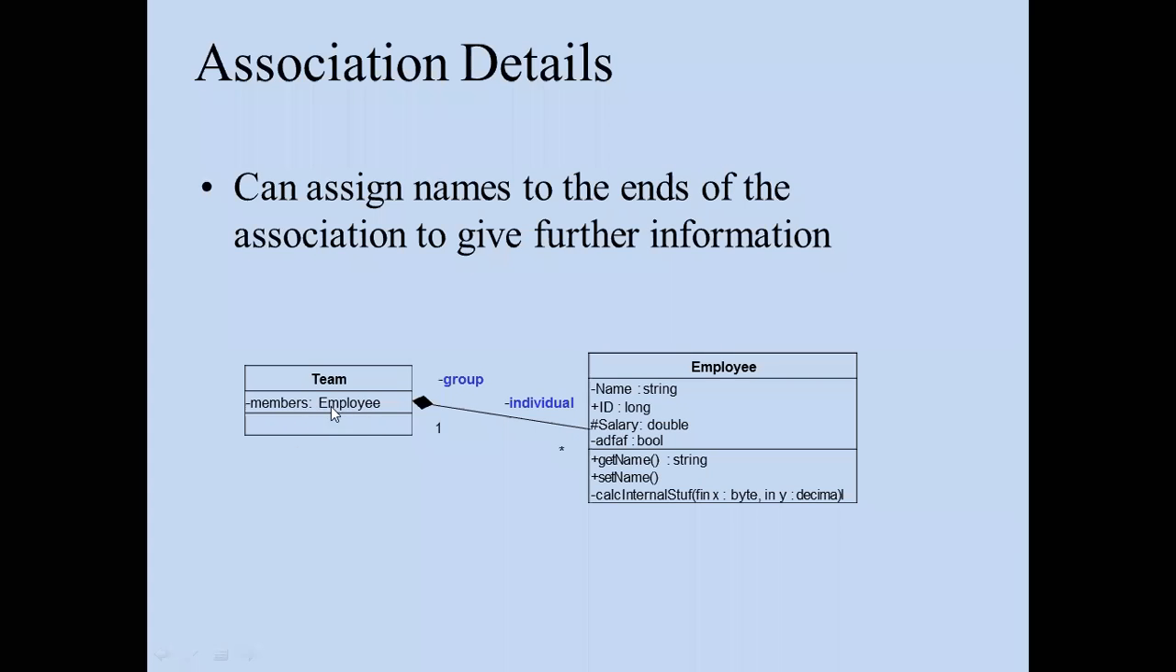Here you can see the class name, Employee. Here you can see the object of that class, members. This is the single class. Here you can see the relationship between classes: one to many, one team having many employees.